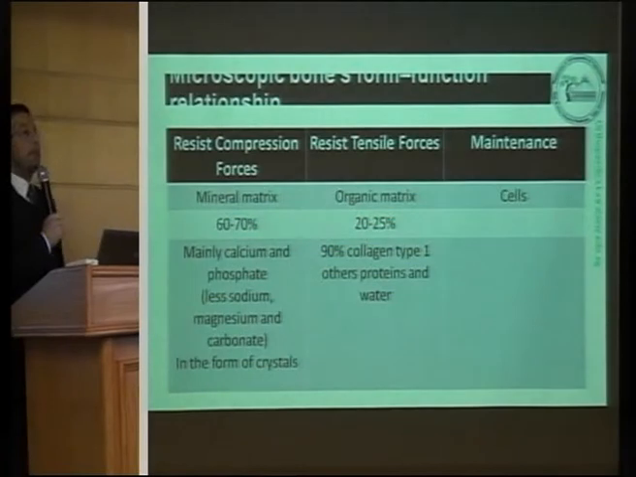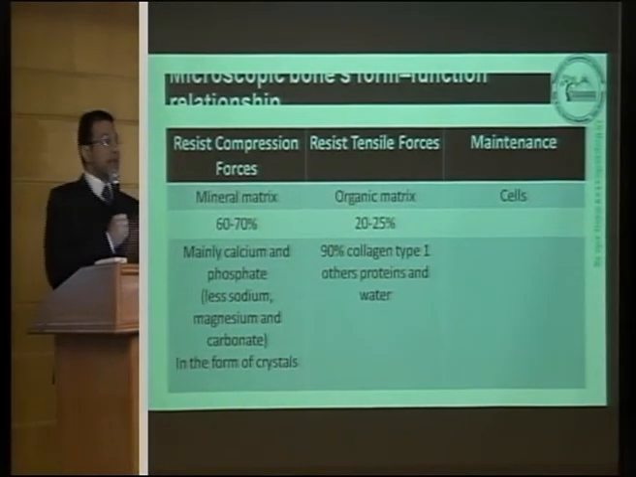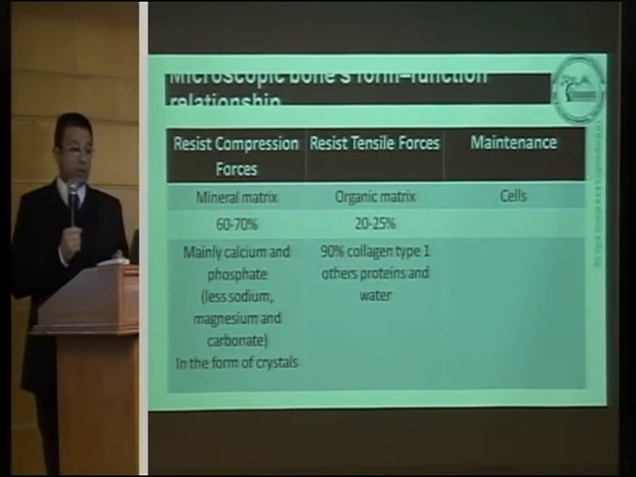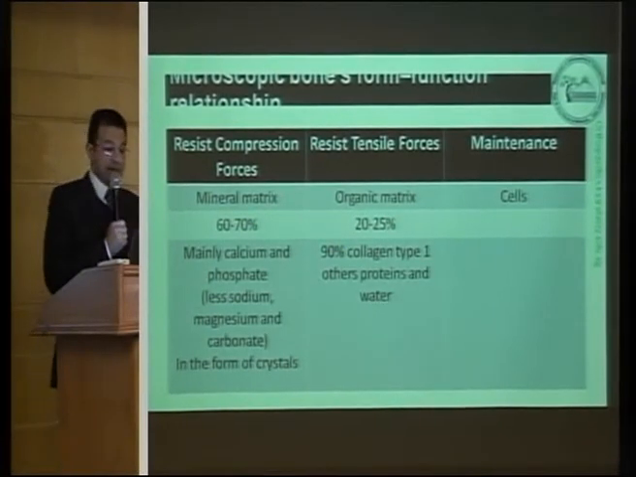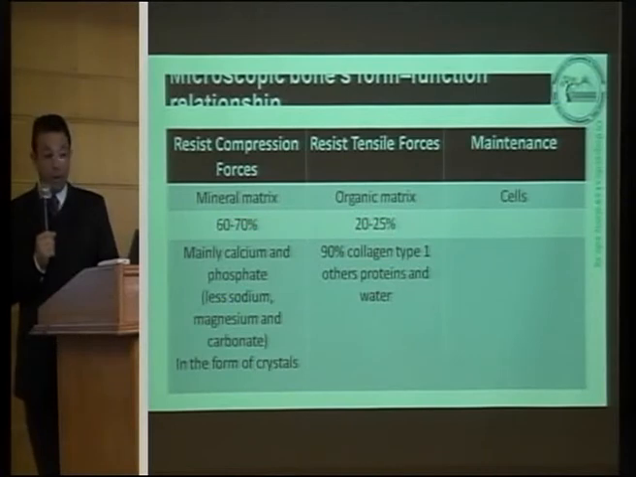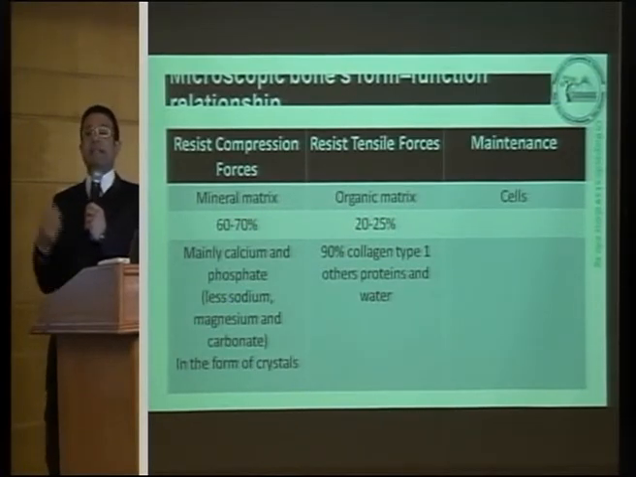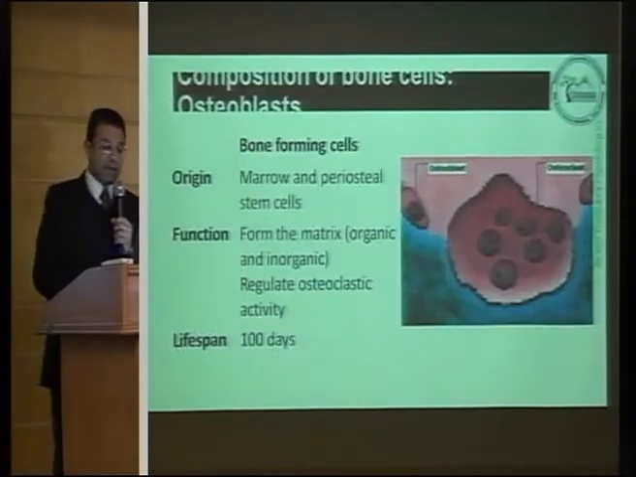So that's the final composition of the bone. Resistance against compression is the mineral, which is 70% of our structure, while resistance against tension is the organic matrix, or the collagen type 1. The material responsible for maintenance is the cells. Let's talk about our cells.